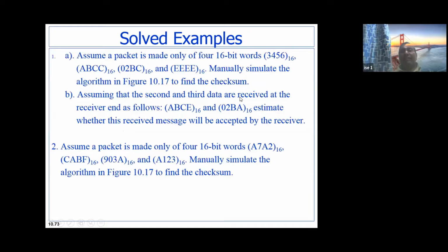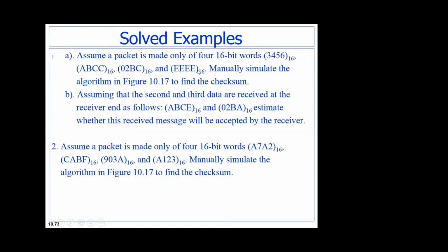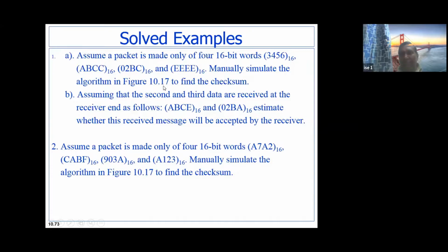Assuming that the second and third data are received at the receiving end as A, B, C, E. So the second one is this. Now at the receiver, you have calculated the checksum from this plus this plus this plus this. Whatever number I have got is sent along with these 4 numbers. Are you understanding? These 4 numbers plus the checksum, I am sending to the receiver.